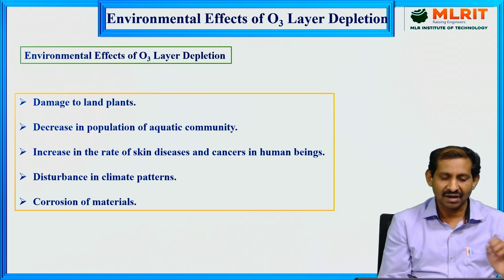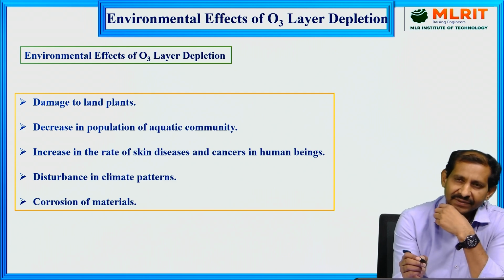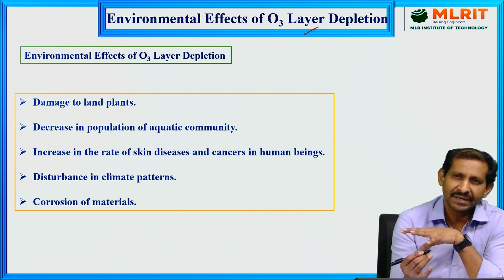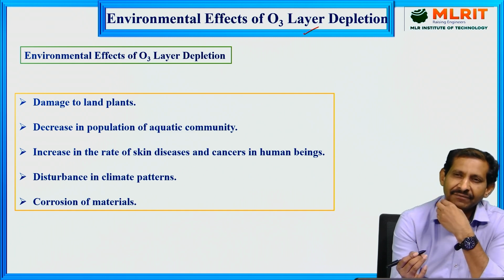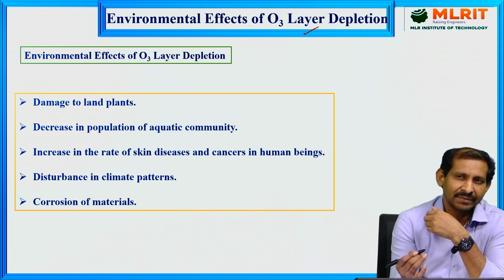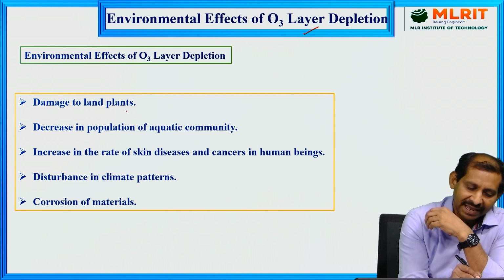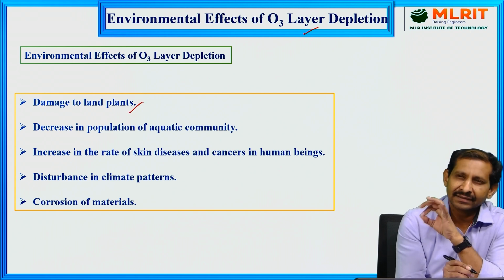Now coming to the environmental effects of ozone layer depletion. When the ozone layer is depleted, what environmental effects take place? What are the causes that affect the environment? We will discuss that. The first one is damage to land plants.